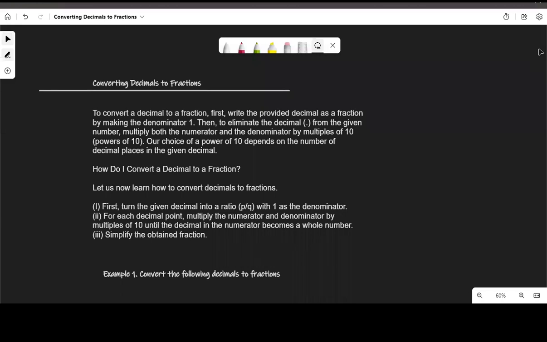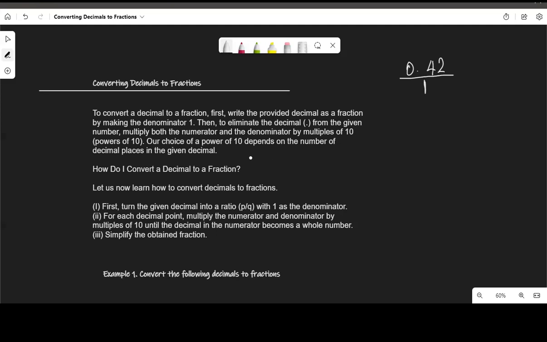In this lesson, we're going to learn how to convert decimals to fractions. To convert a decimal to a fraction, we first write the provided decimal as a fraction by making the denominator 1. What do I mean? If I have a decimal number, for example, 0.42, and I want to write this as a common fraction, we know in mathematics, when you write something without a denominator, the denominator is actually 1. So I'm going to write this as over 1.